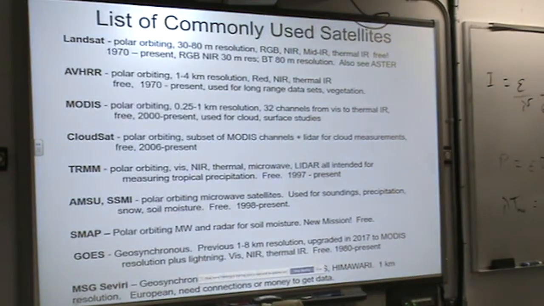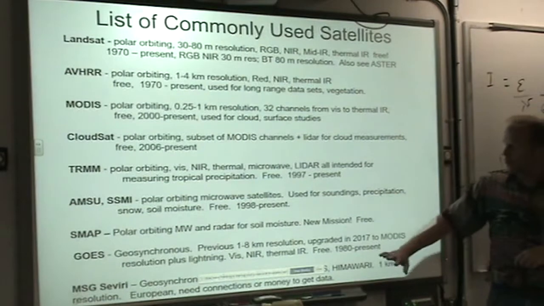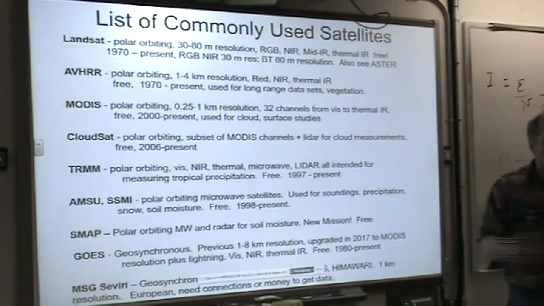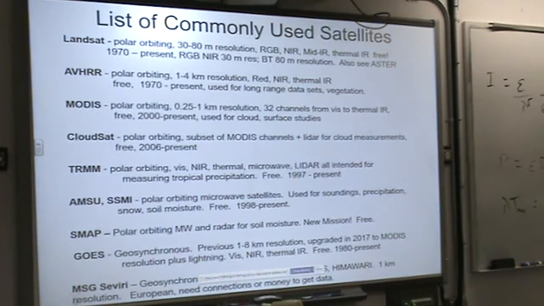Now, there is a big difference between these. Other than the fact that the Europeans and Japanese actually had a good geosynchronous satellite up before we did, the other difference is we're a big, wealthy country. All our satellite data is free. If we're trying to get satellite data from geosynchronous India or China, they want money, or you have to have some special arrangement with them, you have to know somebody and work it out.